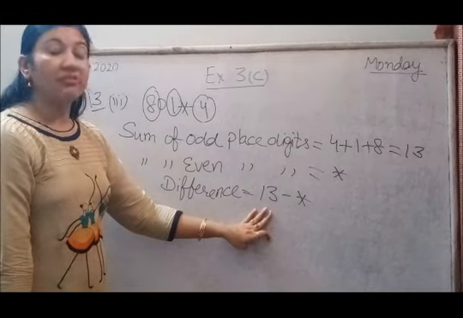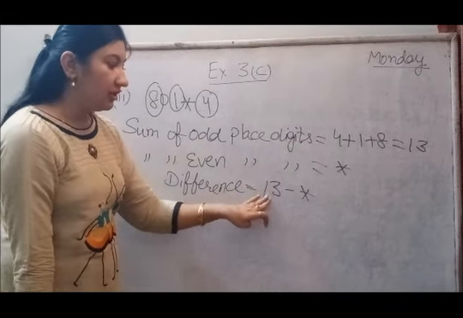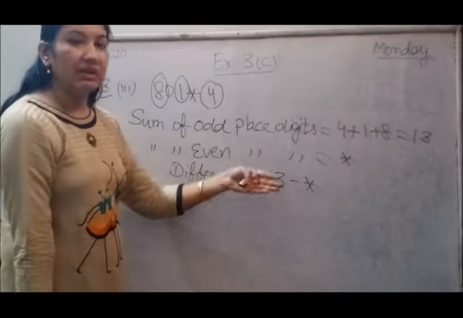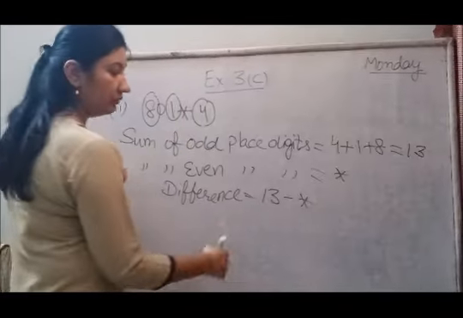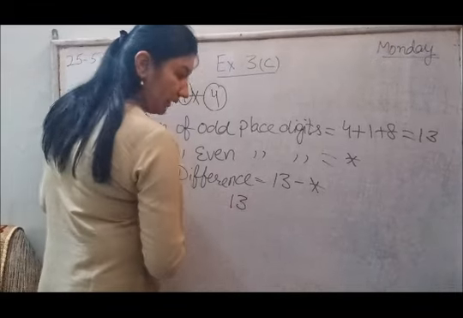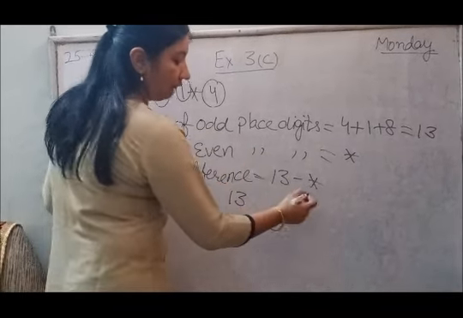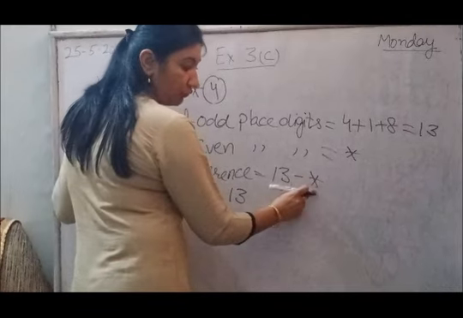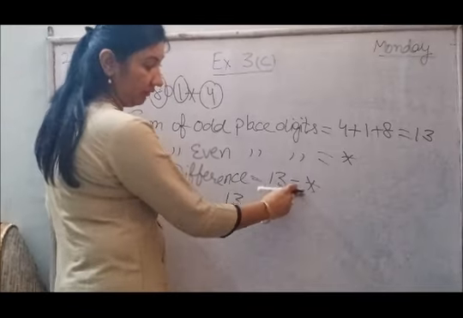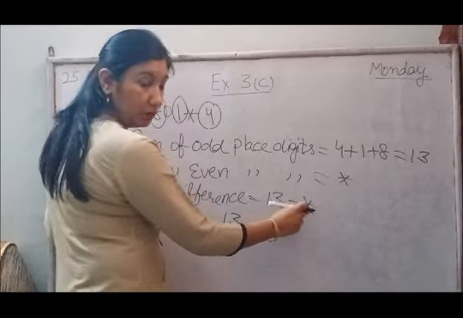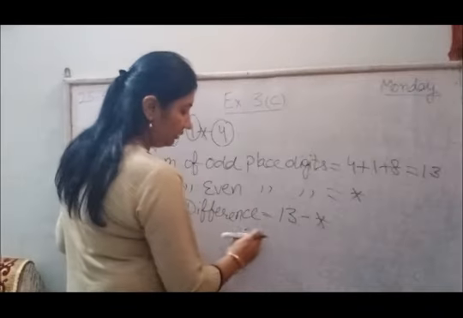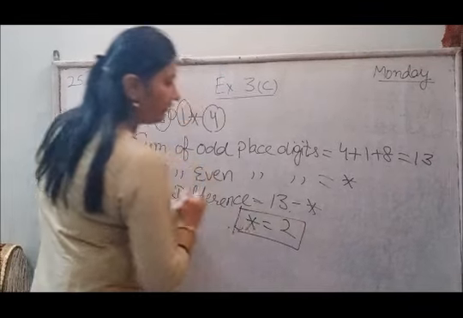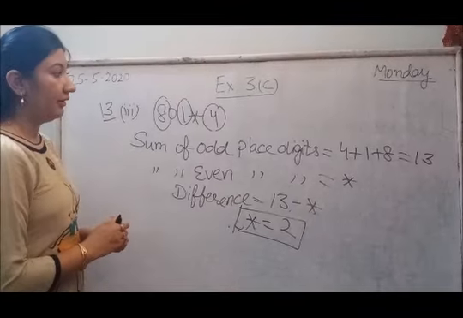What should we subtract from 13 so that we get an answer that is a multiple of 11? Before 13, what is coming in the table of 11? That is 11 only. Means you have to make its value 11. What will you subtract so that you can get 11? 13 minus 2. Then only you will get 11. So the value of star will be 2. In this way you can check the divisibility by 11.